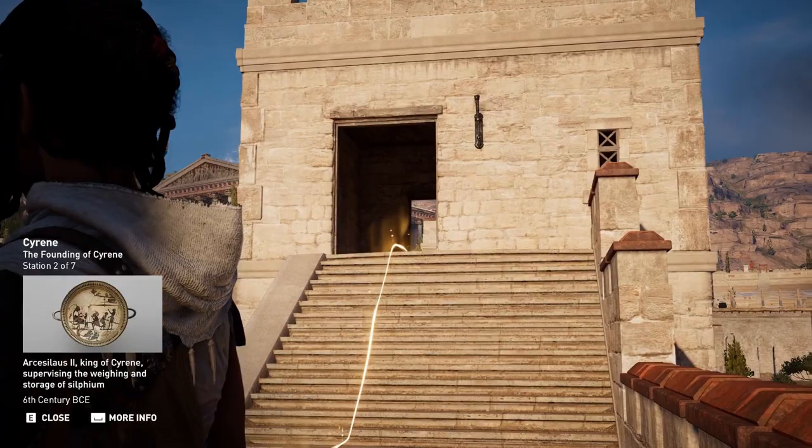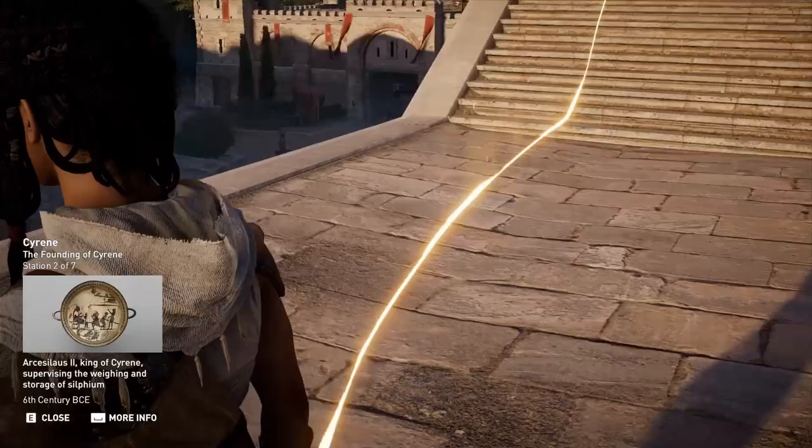A series of kings reigned over the city in the first two centuries. However, rebellion eventually ended the monarchy, and henceforth, the city was governed by the aristocracy.